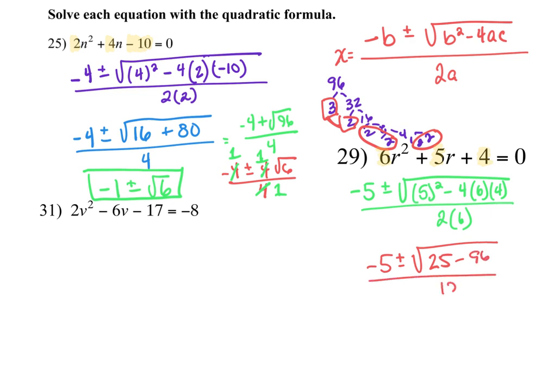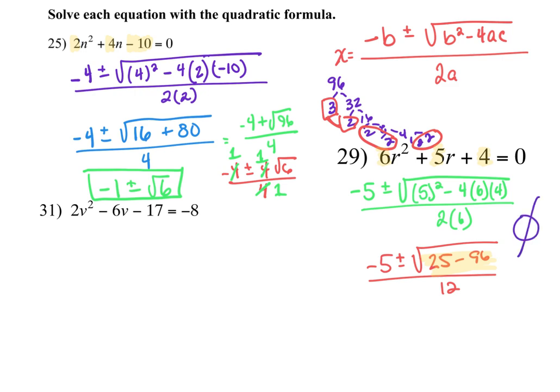All right, I want to ask you a question. What's going to happen when I say 25 minus 96? It's going to be a negative number in a square root. What's my problem? Not possible. It is a square root of a negative number. That is not possible.